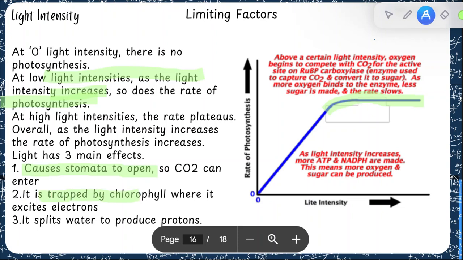And then light gets trapped by chlorophyll where it excites electrons and splits water to produce protons. So here they say above a certain light intensity, oxygen begins to compete with carbon dioxide for the active site on RUBP carboxylase. ठीक है ना? So जितनी ज़्यादा ऑक्सीजन बाइंड करेगी टू द एंजाइम उतनी कम शुगर फॉर्म होगी because the actual substrate is supposed to be carbon dioxide, but instead oxygen is binding.